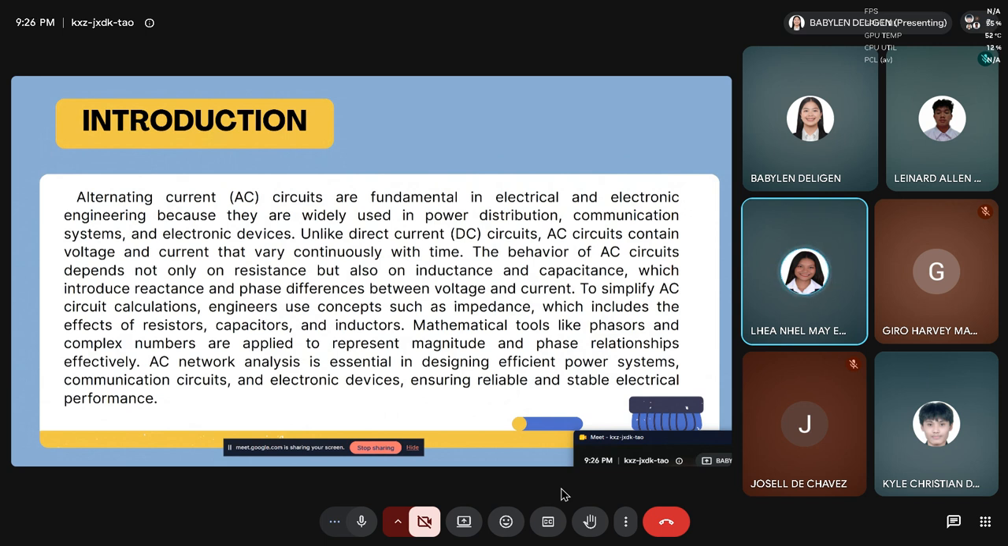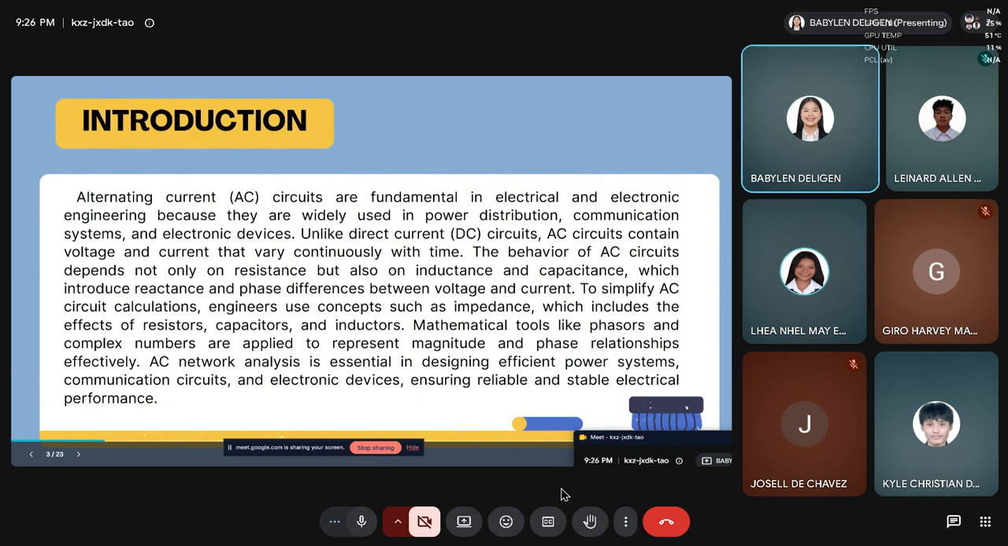To simplify these circuit calculations, engineers use concepts such as impedance, which includes the effect of resistors, capacitors, and inductors. Mathematical tools like phasors and complex numbers are applied to represent magnitude and phase relationships effectively. This network analysis is essential in efficient power systems, communication circuits, and electronic devices, ensuring reliable and stable electrical performance.